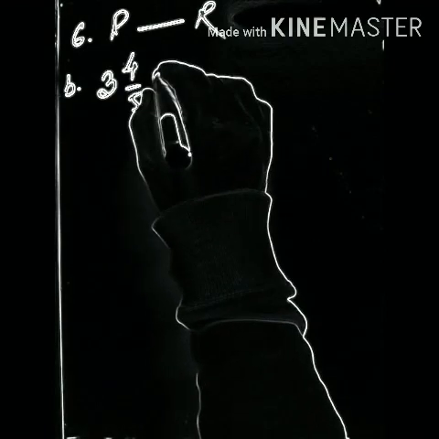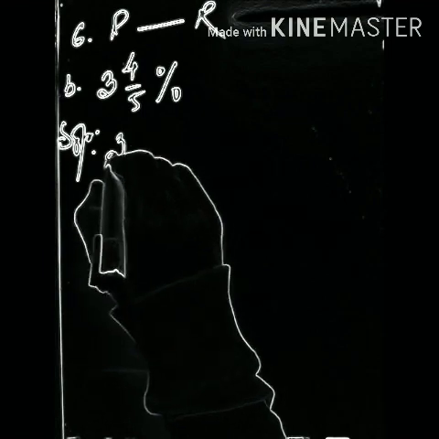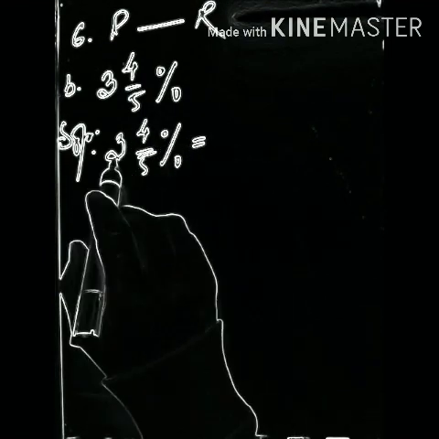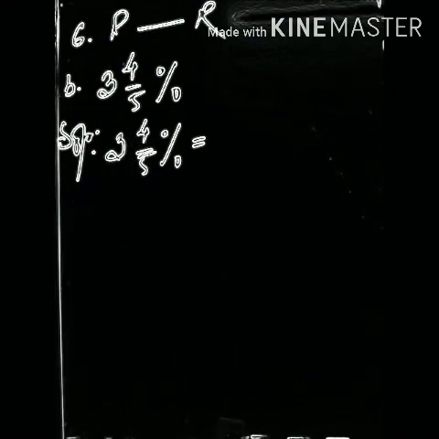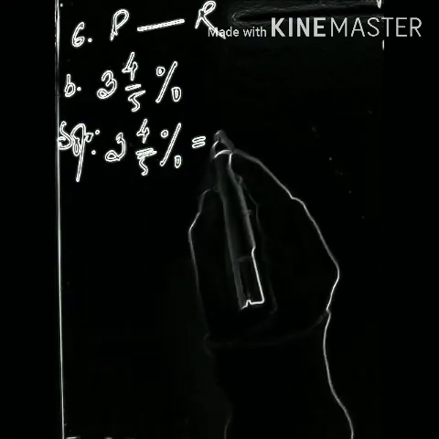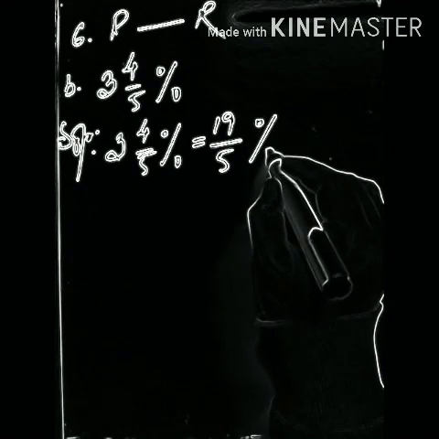Okay, now we'll move to the next question. The question is 3 whole number 4 by 5%. So now solution, 3 whole number 4 by 5%. These 3 whole number 4 by 5 is a mixed fraction. Now we'll convert this into an improper fraction. So 5 into 3, 15. 15 plus 4, 19. So there will be 19 by 5, then here percent.